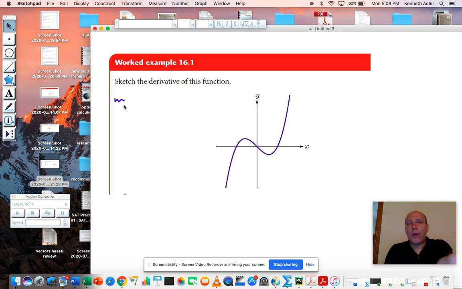So let's sketch a derivative of the function. This is the function in front of us. So we're interested in, let's once again.